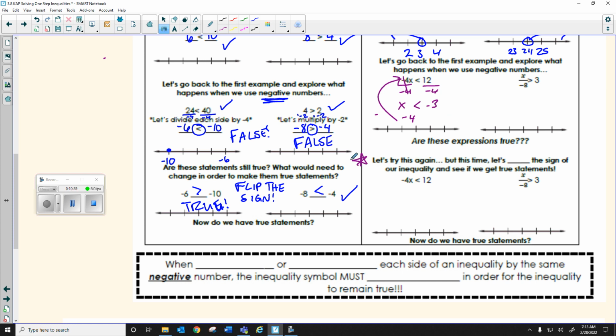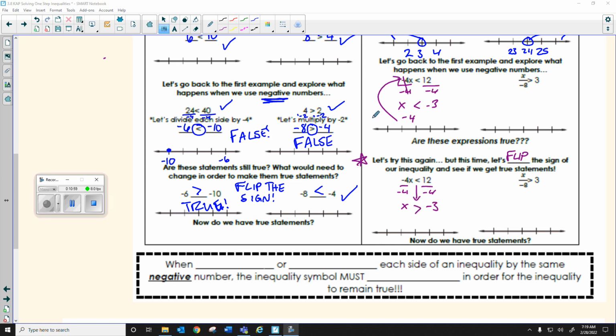Okay, so what am I going to need to do? Let's try this again, but this time we need to, that's right, flip the sign of our inequality. So dividing both sides by negative 4, we get negative 3 over here. And again, we need to flip this sign to make it greater.